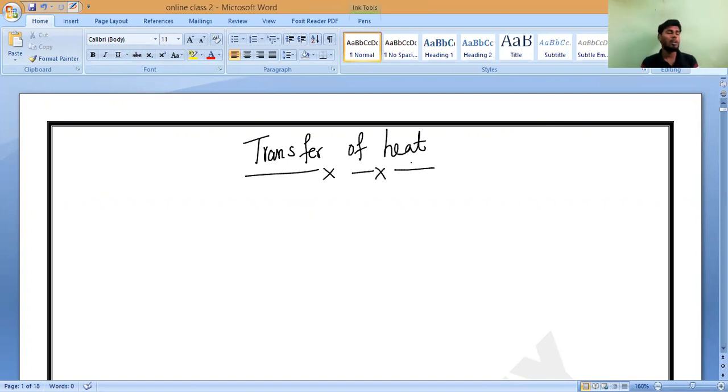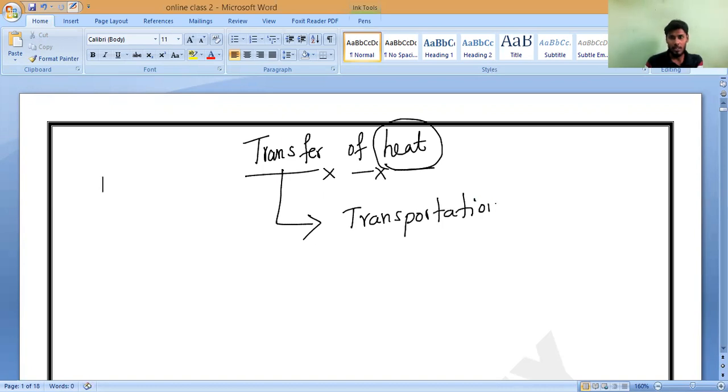Forget about the methods of transfer of heat, like what we have studied in our school, conduction, convection, radiation, correct or not? So here you can see, forget about the heat. What is the meaning of transfer? Transfer means I can say transportation, not converting. Transportation.